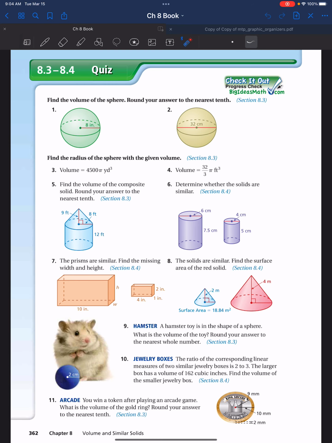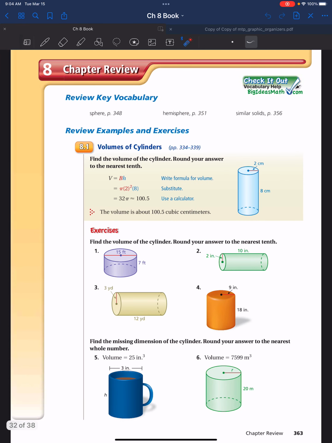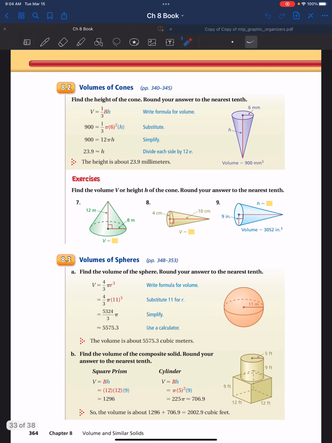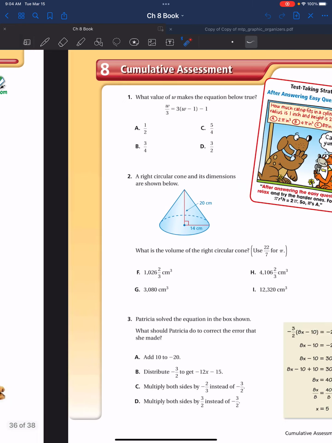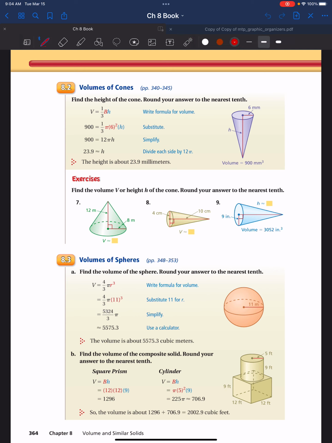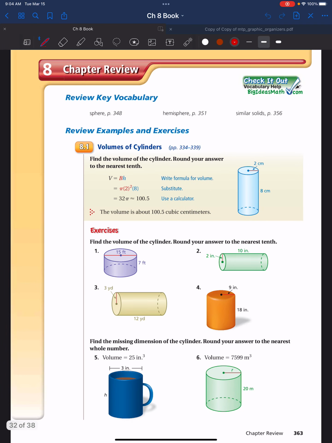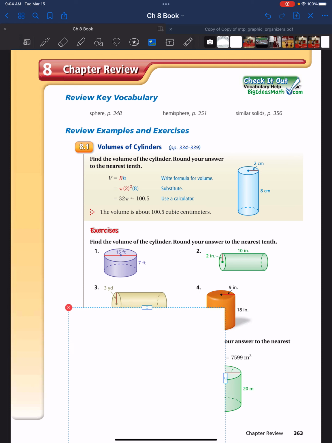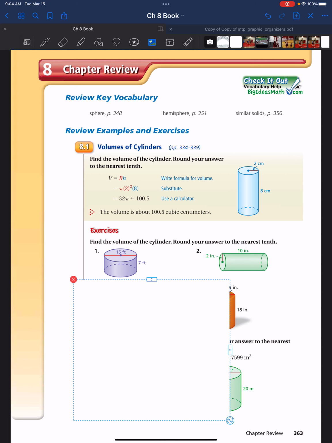Now, if I go back to the book, this is the chapter review on page 363. I'm just going to do an example from each of these sections to help refresh your memory on these harder ones. If you would like, so that you're not just sitting there bored listening to me talk and falling asleep, I would like you to get out a piece of paper. You can do these problems with me. We'll number them. That way, when you turn it in, I'll know that you actually did the work and are getting it.